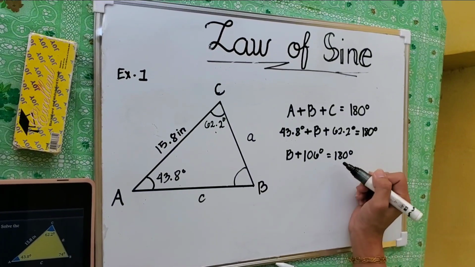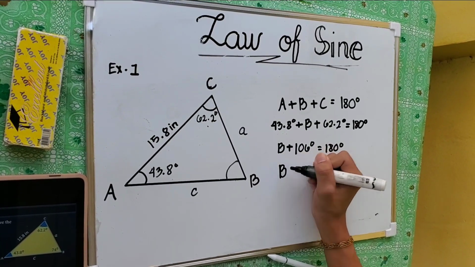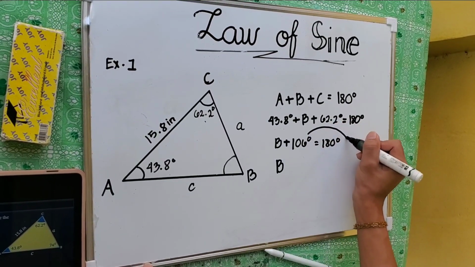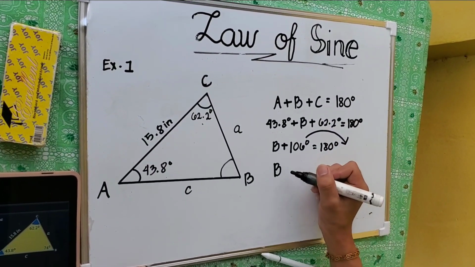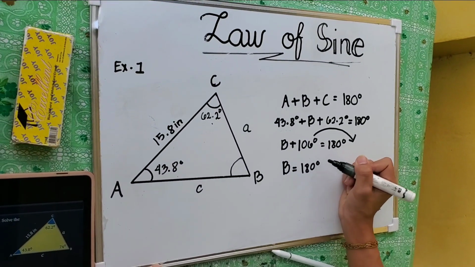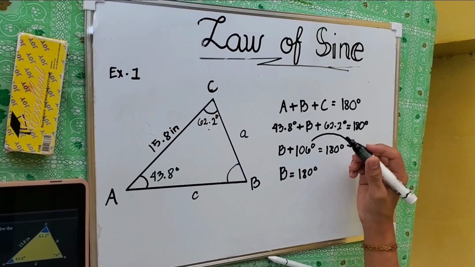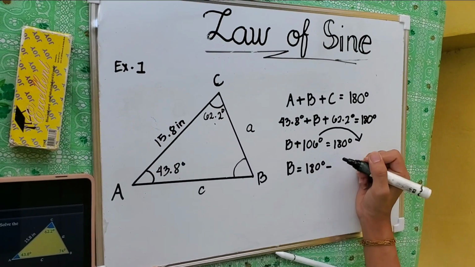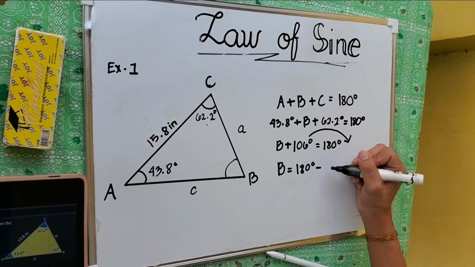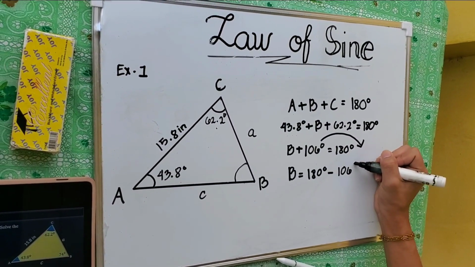To continue solving for the value of B, we copy the B and transpose the 106 degrees to the other side, to the right side of 180. Since we transposed a positive number, it changes its sign to negative, so negative 106 degrees.